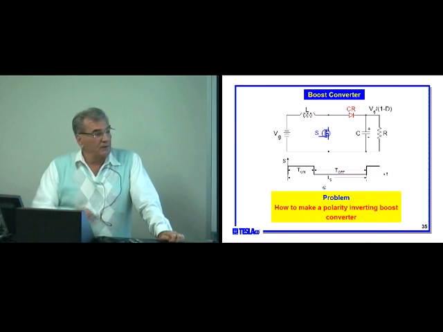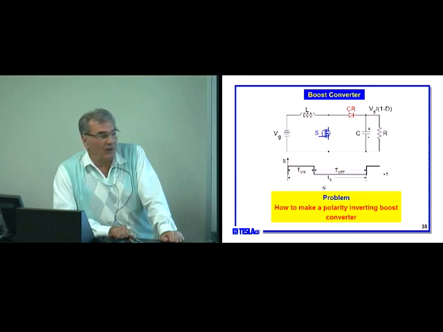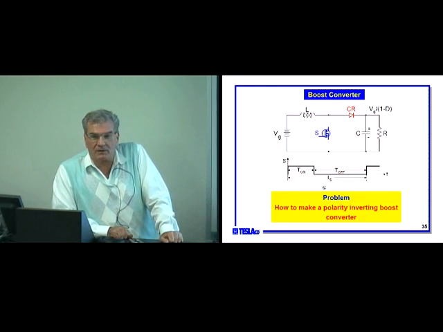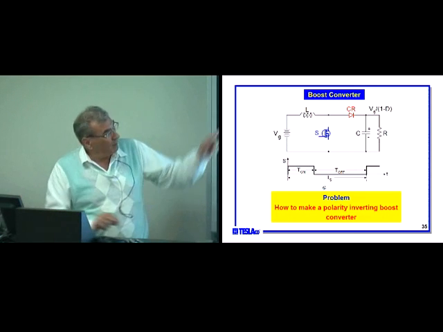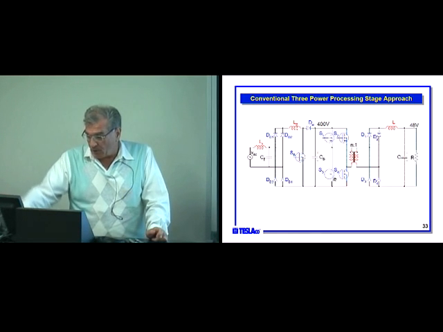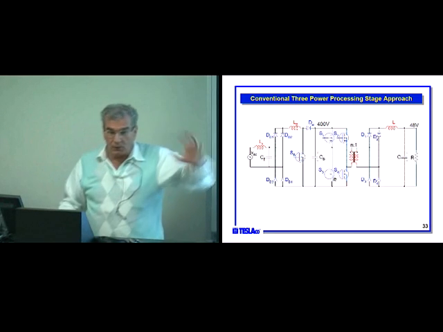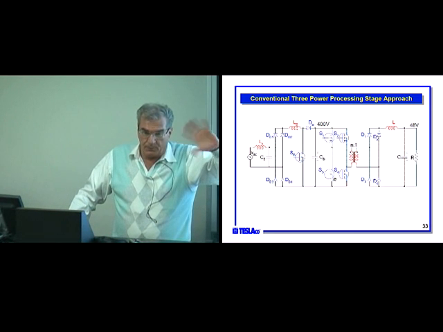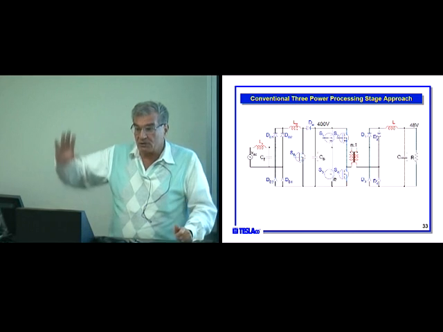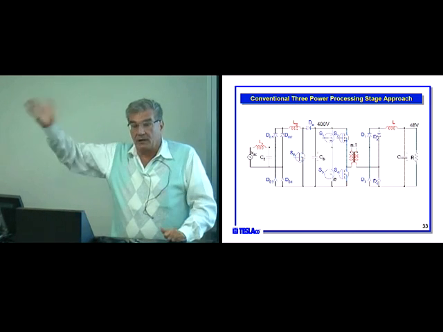Here is a boost converter that brought me to Caltech, but that converter only provides positive polarity. How can I make a boost converter from positive input? And that's a problem for this technology, that each power processing stage up to that time was positive input, positive output. You couldn't have a polarity changing input voltage to generate the same output voltage. You see what I'm saying? Plus minus input to get a plus on the output.